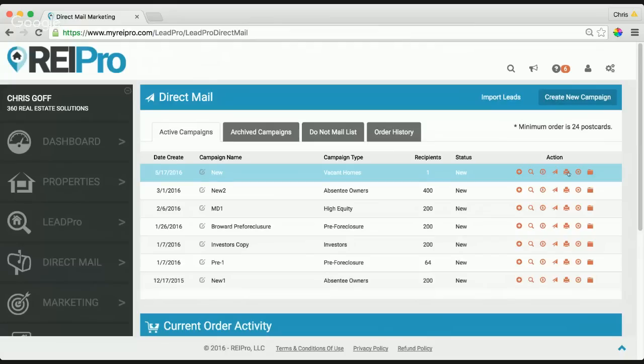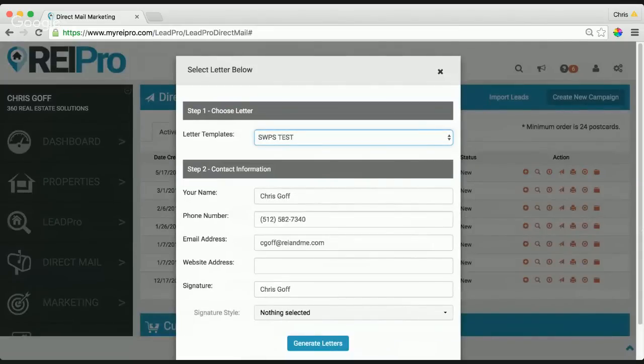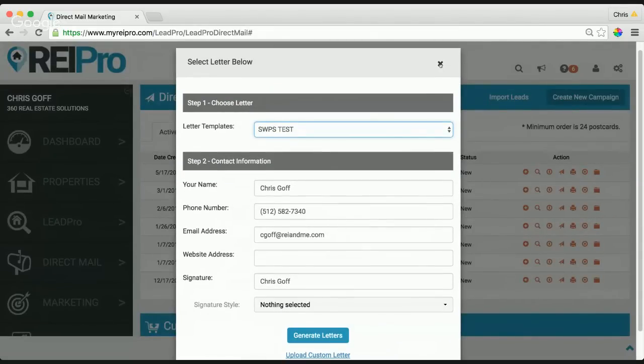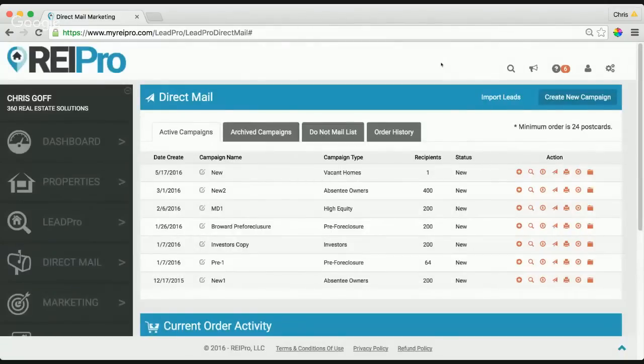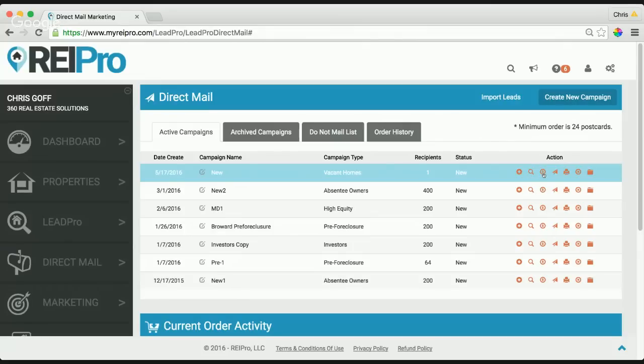You can export that, or what I would recommend is just install the letter on here. Click print letters. You can put your letter here, choose the letter that you have, and then hit generate letters. We automatically format it all for you, and then you can print every single letter off your own computer, but using REI Pro would be a little bit faster. So yeah, you can actually export the leads though. We do give you that option too. That is correct.